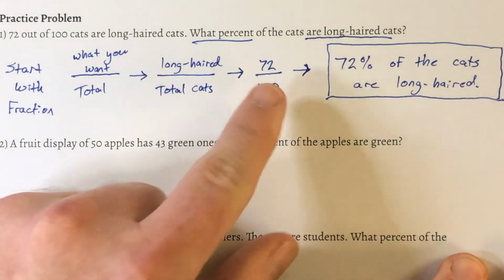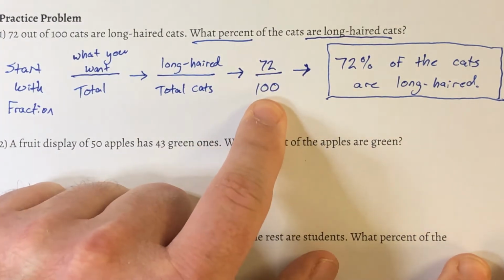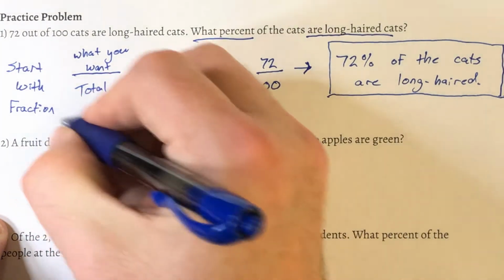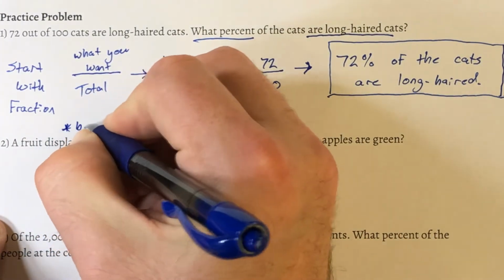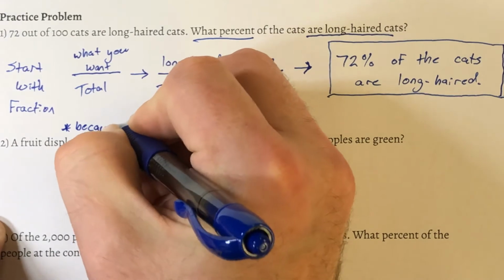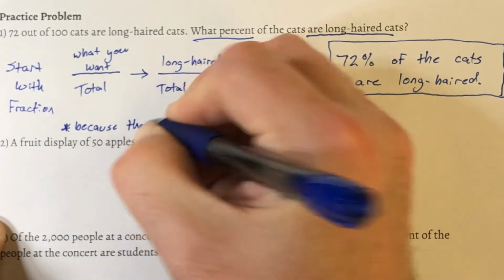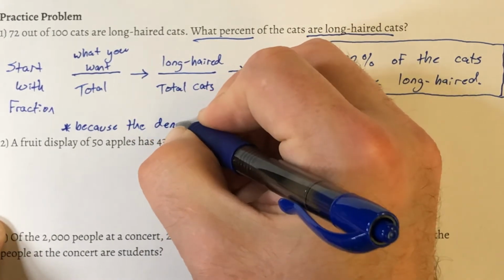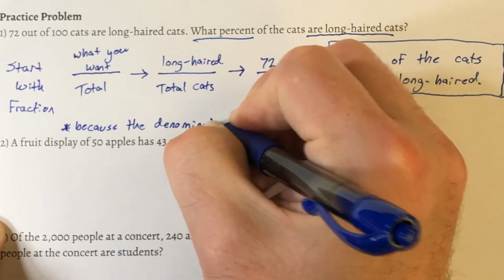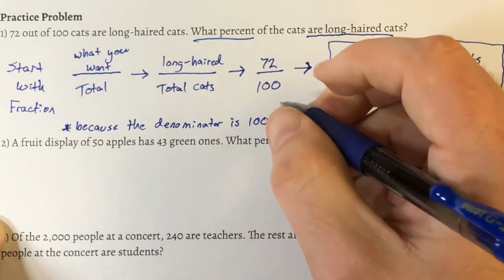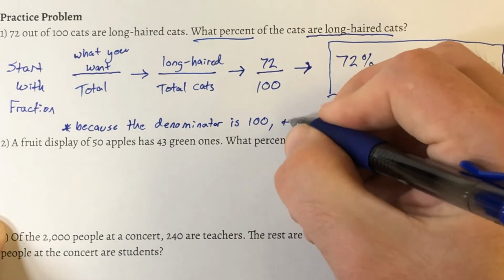Now, why did I just convert 72 out of 100 to 72%? Again, this was because the denominator is 100. So again, because the denominator is 100, the numerator is your percent.